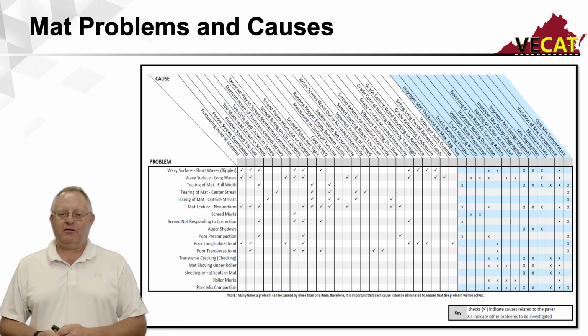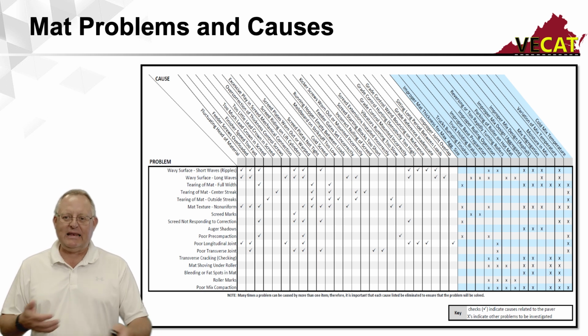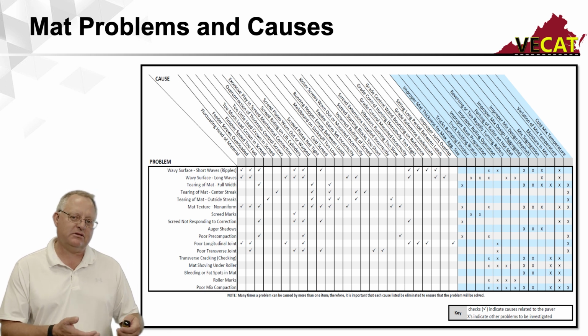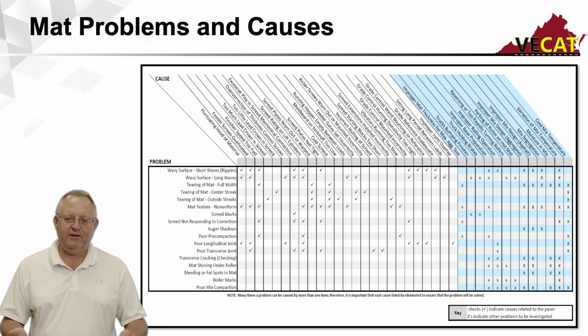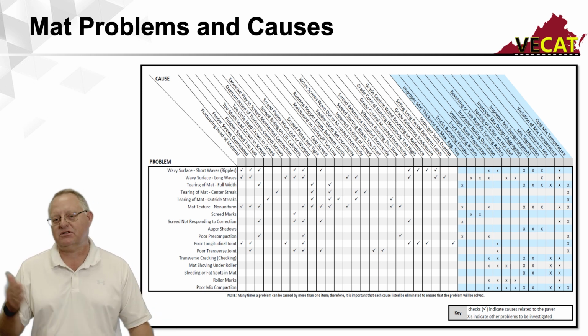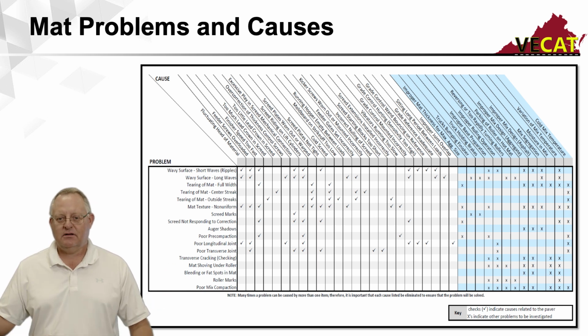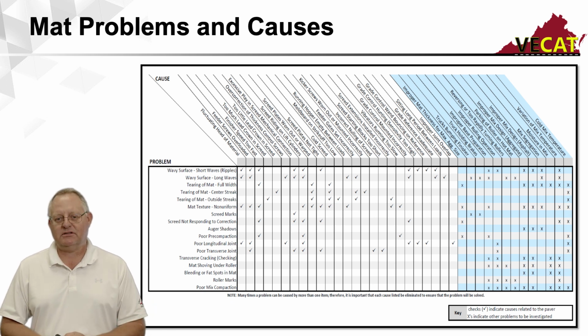Here's a nice detailed table. I'm not expecting you to read it. It's in your manual, but it lays out what are the problems and what are the potential causes. So as we go through this, you can use this as a reference to go back to and use in the field. If I see segregation, what could be the cause of segregation? If I have checking, I have slippage, whatever it may be, I can go back to this table.